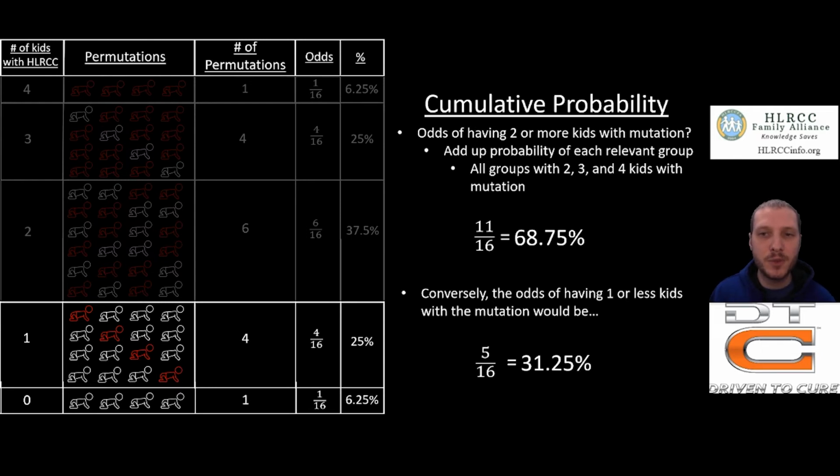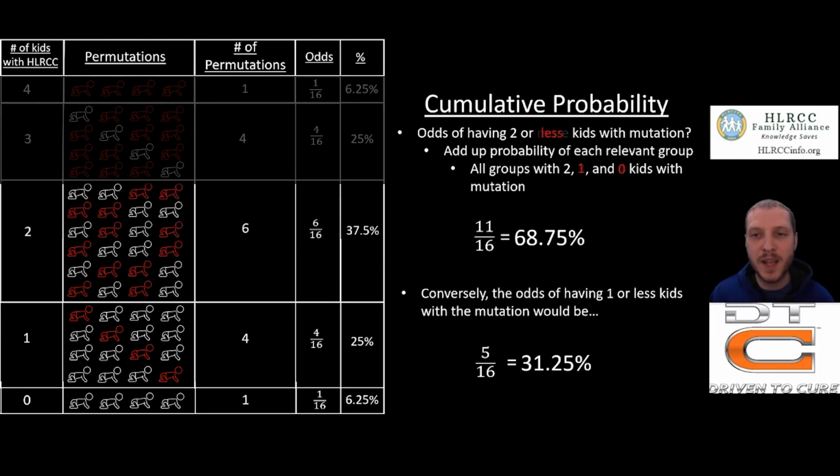And just so there's no confusion, if I had asked what the odds of having 2 or less kids with the mutation, you would still get 68.75% of the time to have 2 or less kids with HLRCC. And the reason this is the same, and the two totals of the more or less than 2 add up to over 100%, is because we've included this group of 2 twice in that case.